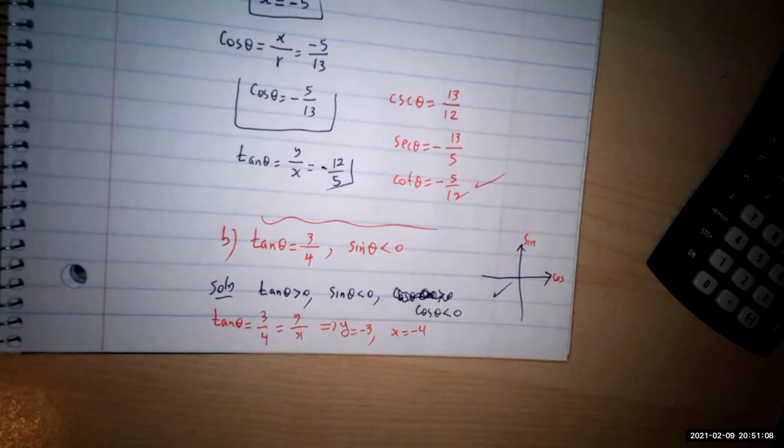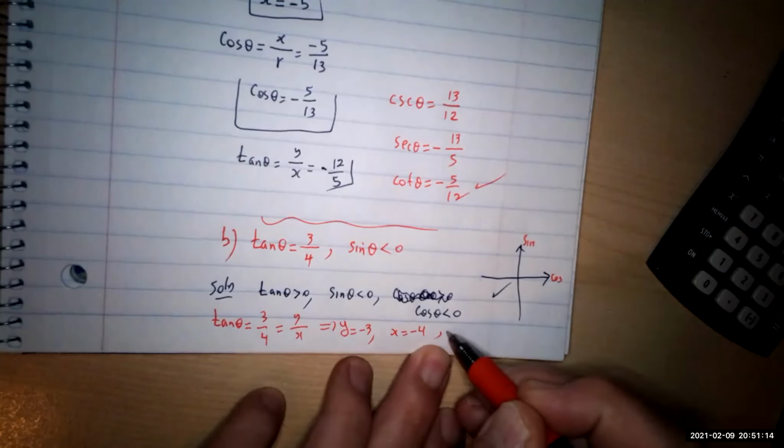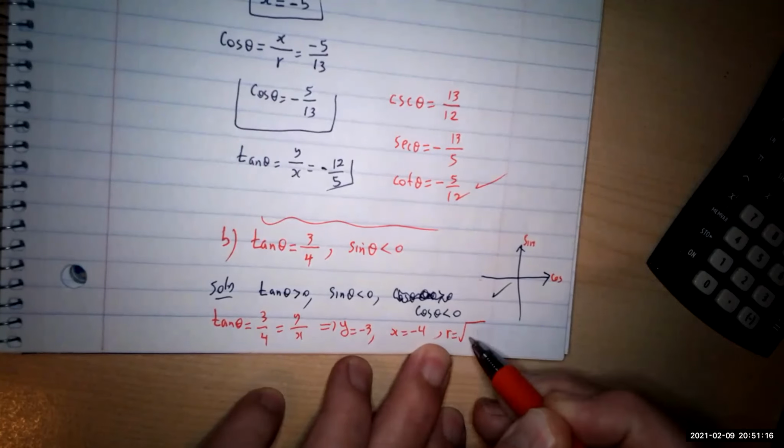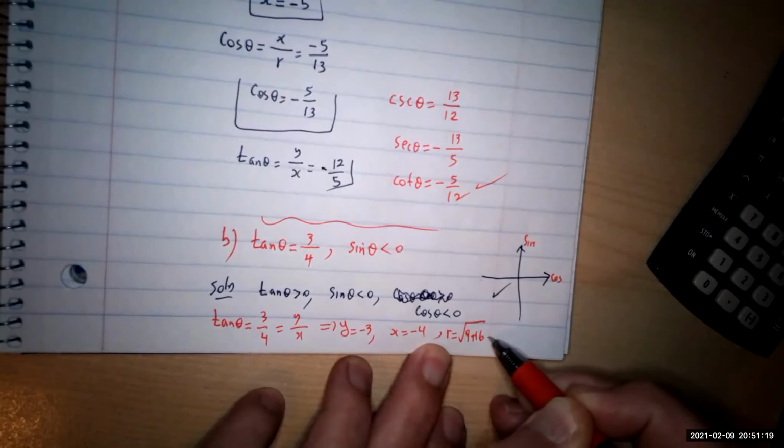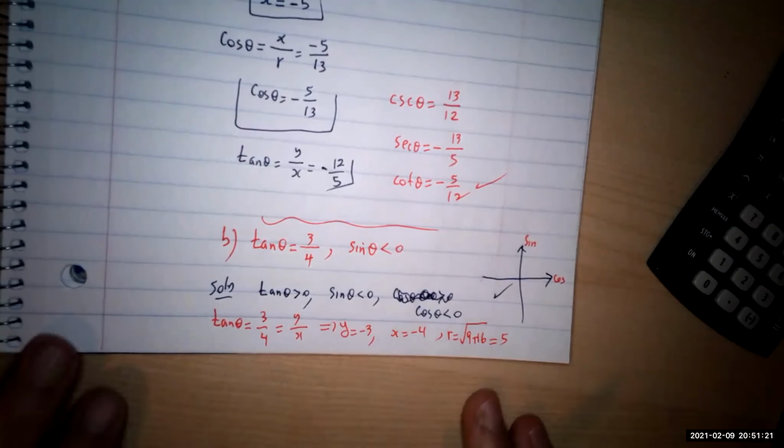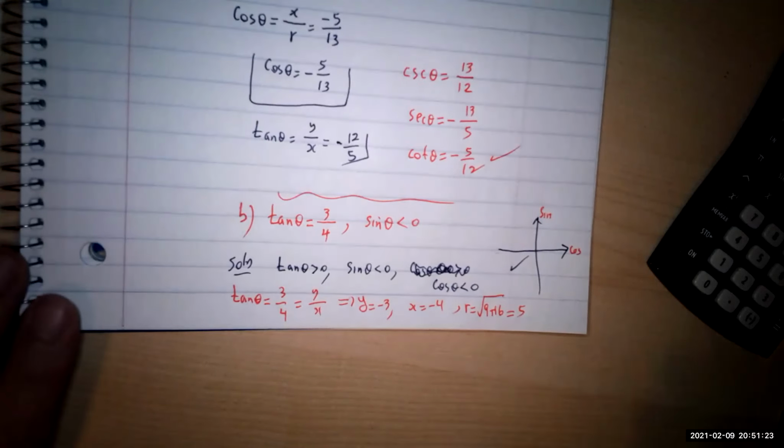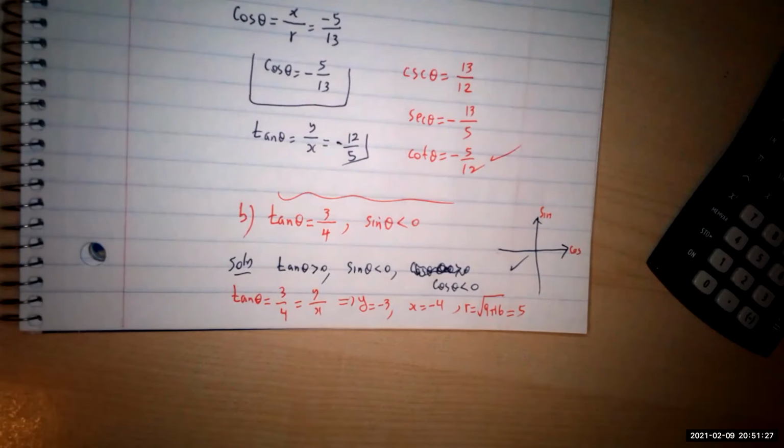No. Now we can find the r easily: 9 plus 16 is 25, so r would be 5. So we have x, y, r, and then easily we can write all the functions. So don't miss it. The signs are important to pick the correct one, especially when you go with the tangent. Okay. So there you are.